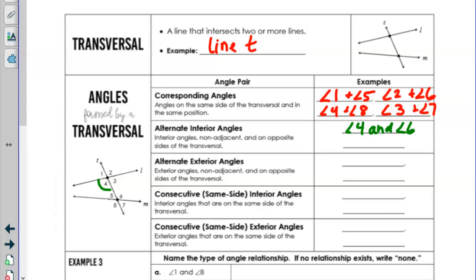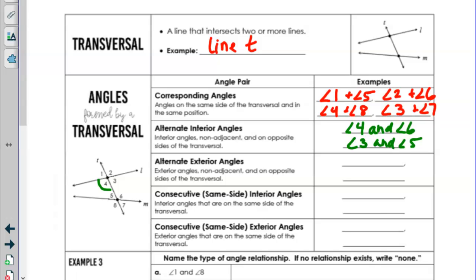What's the other pair of alternate interior angles? 2 and 8. Not there. Those aren't on the interior. What did you say? 3 and 5. Very good. Angle 3 and angle 5. Okay. Notice there's only 2 pairs of alternate interior in this figure, as opposed to corresponding, which had 4 pairs, because we reduced it just to the interior.